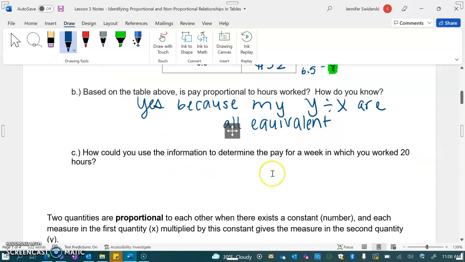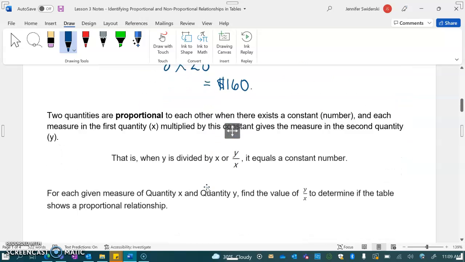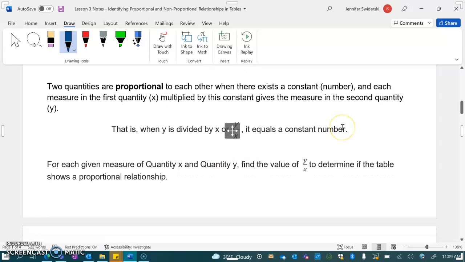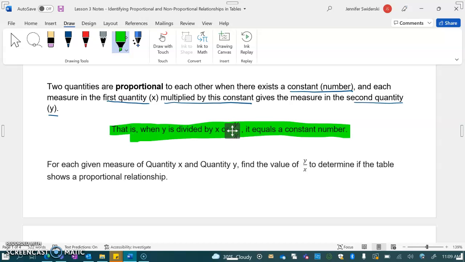For C, it says, how could you use this info to determine the pay for a week in which you worked 20 hours? Well, I know if I work 1 hour, that's $8. So if I work 20 hours, I should be able to do 8 times 20 to get $160. So two quantities are proportional to each other when there exists a constant number, and each measure in the first quantity x is multiplied by the constant to give you the second quantity y. All right, we're going to focus on finding that by dividing our y over our x in this lesson.